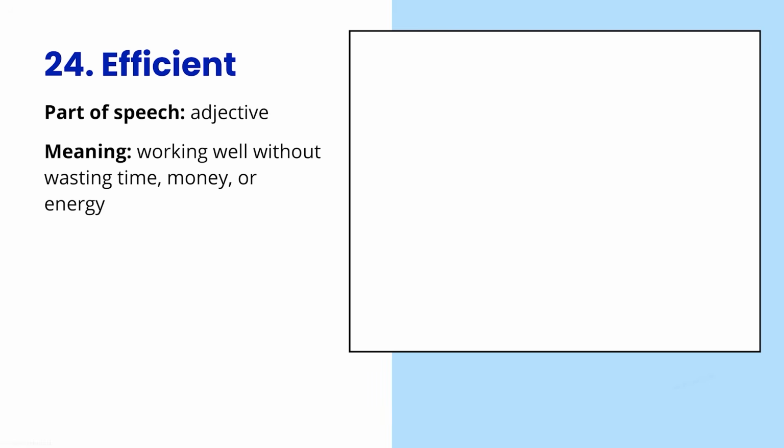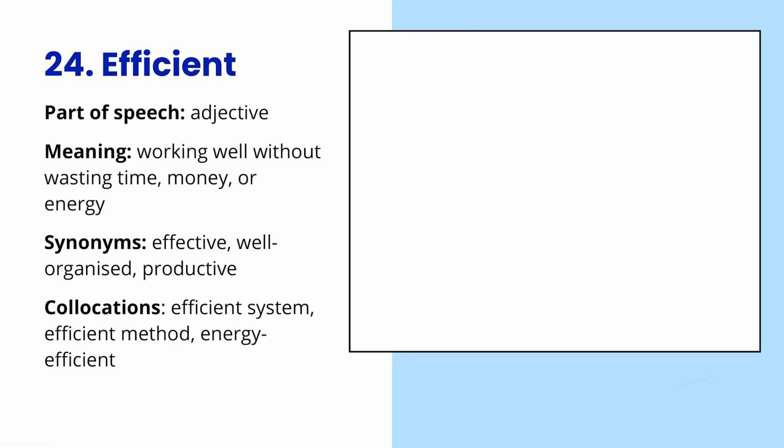Moving on to 24, which is efficient. Efficient is an adjective and it means working well without wasting time, money, or energy. Synonyms: effective, well organized, productive. Collocations: an efficient system. So this means the system works well without wasting anything. Efficient method, same thing. Energy efficient. So this means something works well without wasting energy.